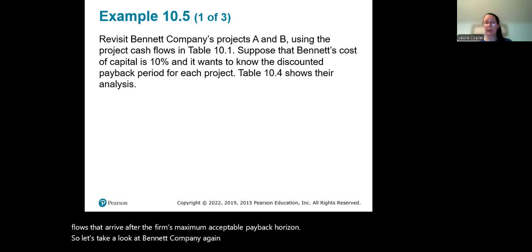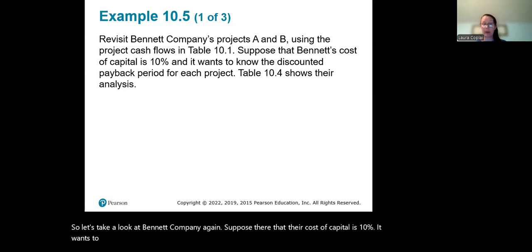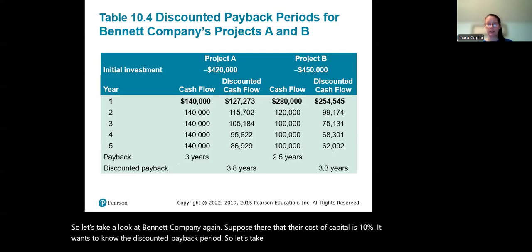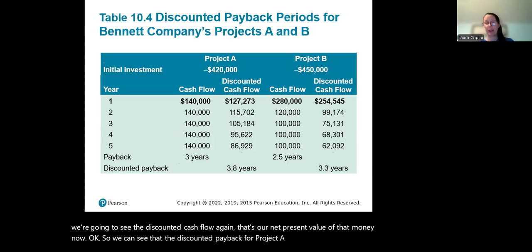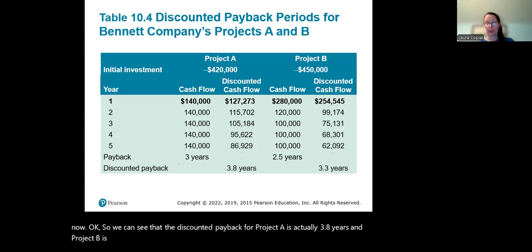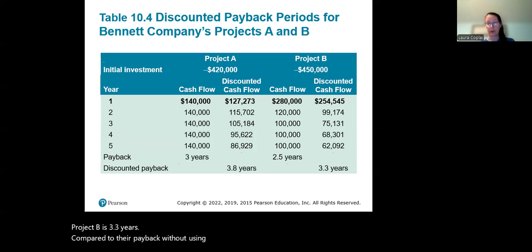Suppose their cost of capital is 10%. It wants to know the discounted payback period. So let's take a look at that analysis. Again, we're going to see the discounted cash flow. Again, that's our net present value of that money now, okay? So we can see that the discounted payback for project A is actually 3.8 years, and project B is 3.3 years, compared to their payback without using the discounted cash flow, right?